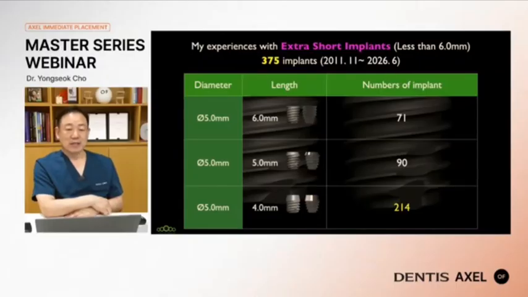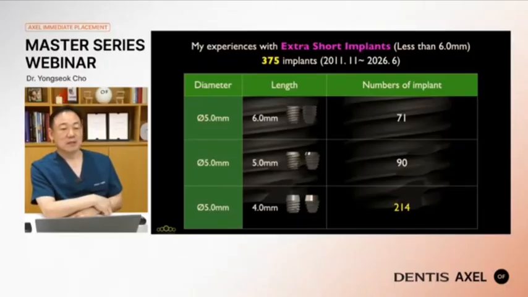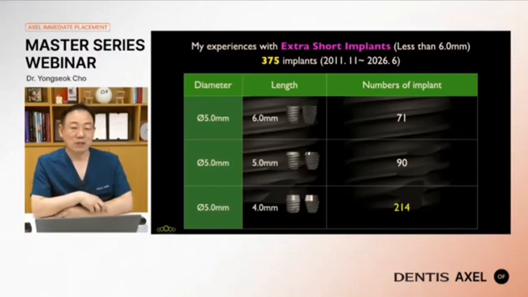Now, I just place the 4mm implant. When it is not available, I use a 6 or 5mm implant. That means my primary extra short implant length is only 4mm.